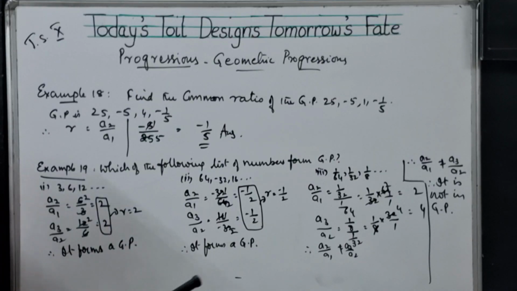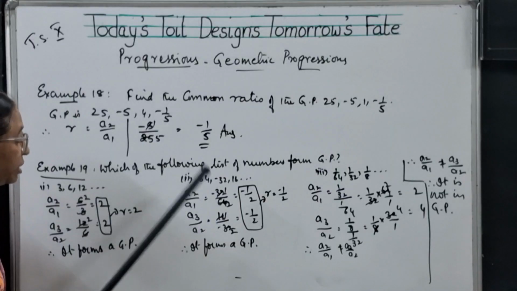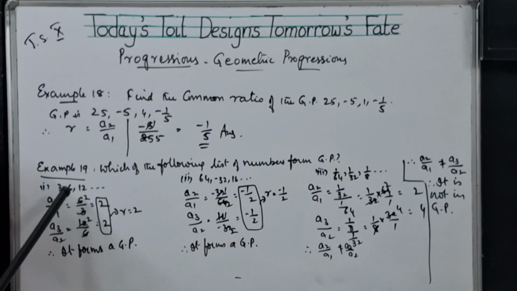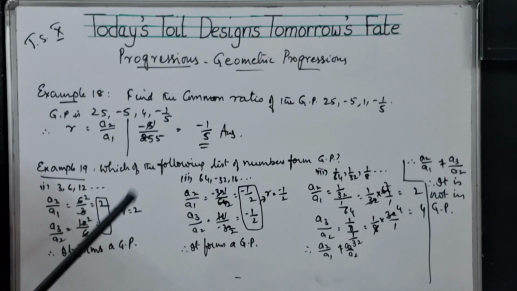Which of them are forming GP, you need to find out. So you have to find out whether a common ratio exists or not. A2 by A1 is 6 by 3, that is 2. A3 by A2 is 12 by 6, that is 2. That means you are getting a common ratio of 2. Therefore it forms a GP.